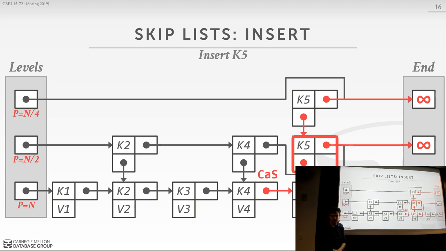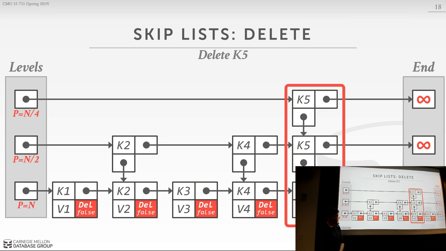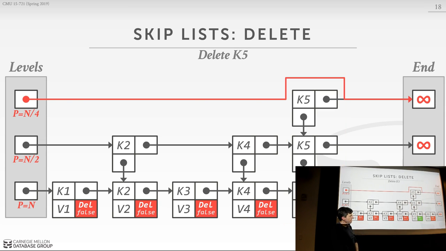Yes? In the case of deletions, let's say somebody is inserting 5.5 as I go to delete 5. They update my pointer while I was looking at K4's pointer. So both compare and swaps work, but that 5.5 ends up not in the link chain.